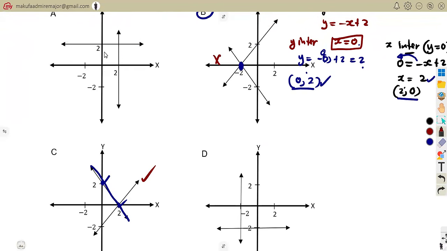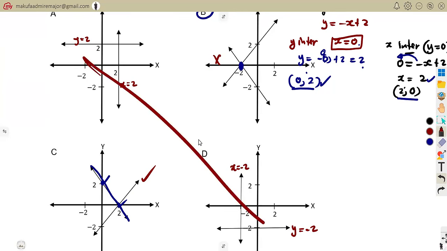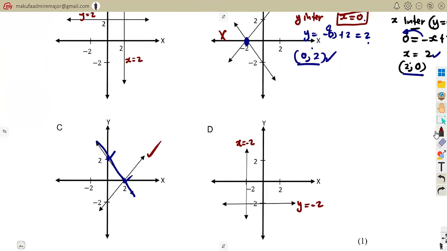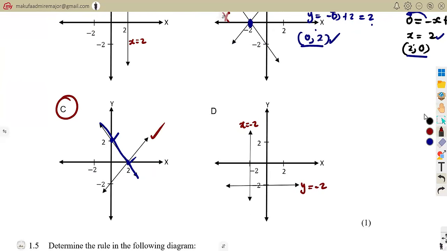Remember, these are straightforward graphs. It is passing through a 2 like this. It means y is equal to 2. This is the graph of x is equal to 2. Considering this graph, this is the graph of y is equal to minus 2. This is the graph of x is equal to minus 2. So these two, they are totally out from this graph that we want. So the best answer was going to be at C.